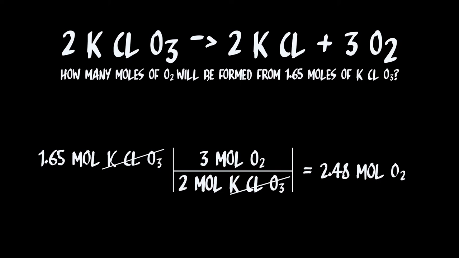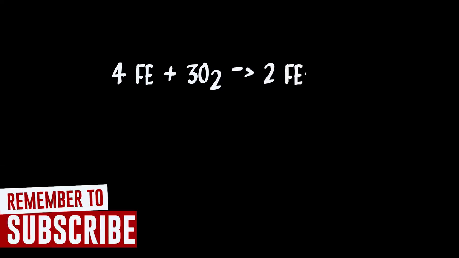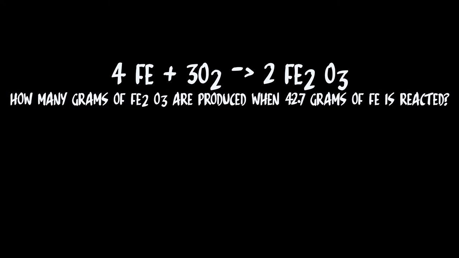That was a simple stoichiometric problem, converting from moles to moles. Generally, it ain't that easy. So, let's look at the second problem. We have a reaction. Again, the first thing we need to do is read what the reaction is. The reaction states this: 4Fe plus 3O2 leads to a product of 2Fe2O3. The question reads, how many grams of Fe2O3 are produced when 42.7 grams of Fe is reacted?